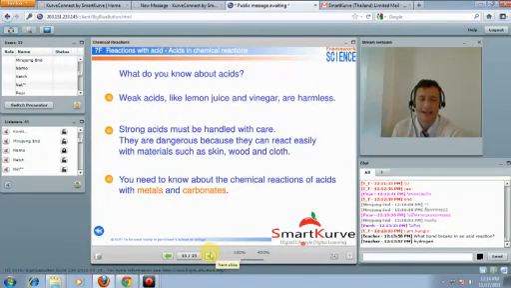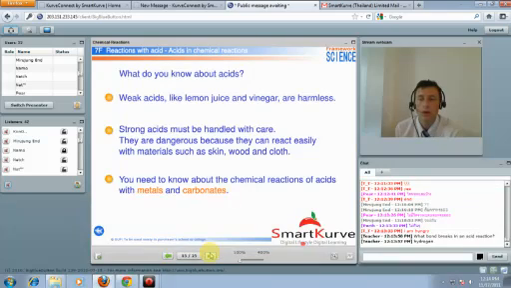What do we know about acids? All right, so lemon juice, vinegar, they're harmless. We use them in our food. Our body uses acid. Our stomach is full of acid. Strong acids must be handled with care because they can be dangerous. They can be harmful.